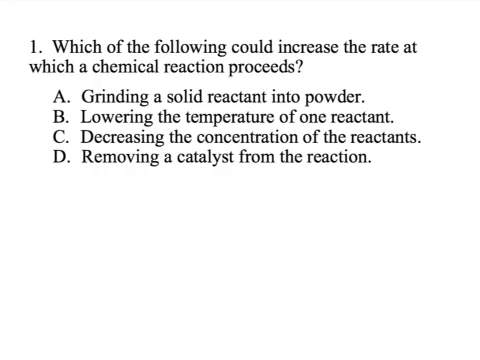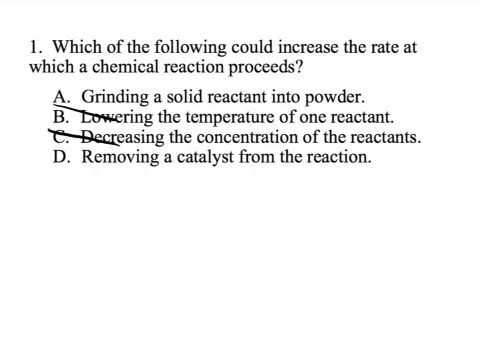Which of the following would increase the rate at which a chemical reaction proceeds? A, grinding a solid reactant into a powder. B, lowering the temperature of one reactant. Would you lower the temperature if you wanted it to cook faster? No, you wouldn't, so we know that one's wrong. Decreasing the concentration of the reactants. No, you wouldn't decrease them.